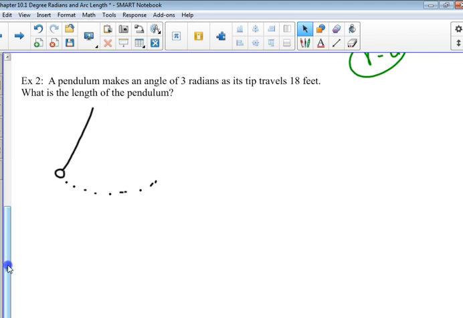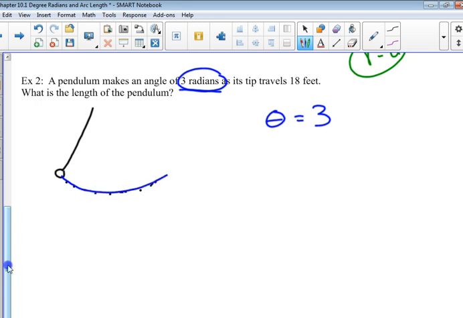Just to make sure you all know what that is, here it's talking about a pendulum. It makes an angle of 3 radians. So what do you think the 3 radians represent? The angle. Good job. The central angle, because it's in radian form. Okay, and the tip travels 18 feet. So imagine this is the tip. It travels 18 feet. What does this represent? Arc. Nice job. Good, Britt. So that's the 18.